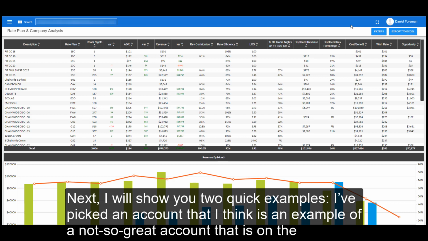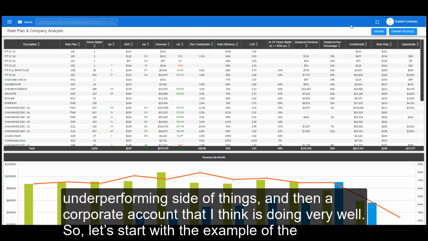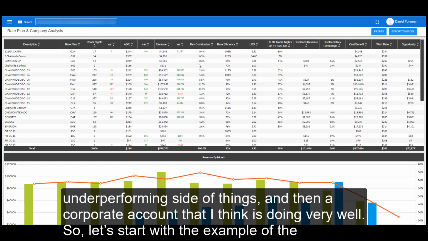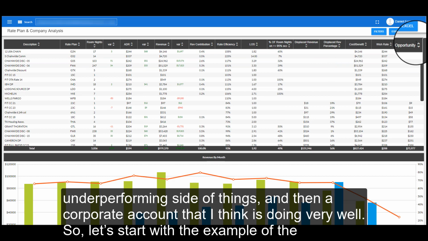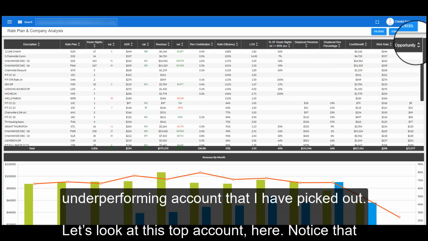So today I'd like to show you two quick examples. I've picked an account that I think is maybe not a great account, maybe one that's on the underperforming side, and then an account that I think is actually doing very well. Let's see if we can find an example here. I do have one picked out.